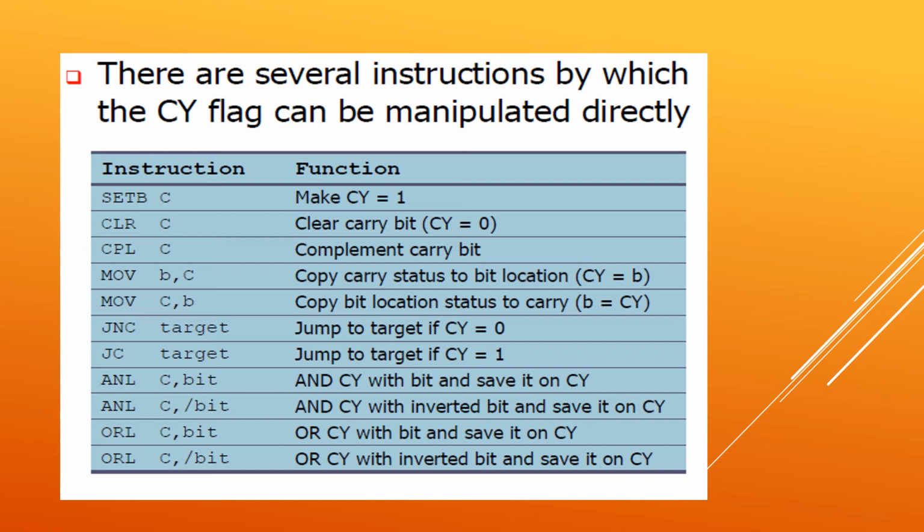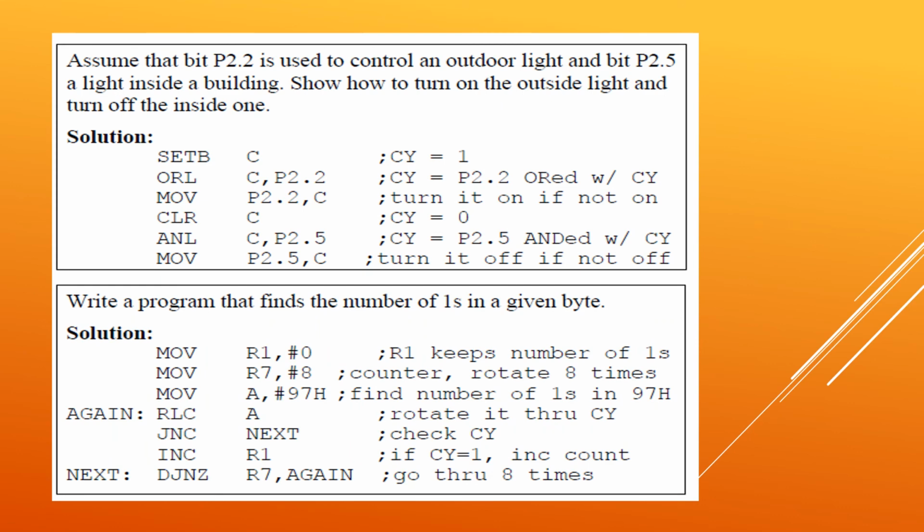Then ORL C, bit: OR CY with bit and save it in carry, and ORL C, /bit: OR CY with the inverted bit and save it in CY. So with some logical instructions, you can use the carry flag and manipulate some sort of data directly. This is a simple example.